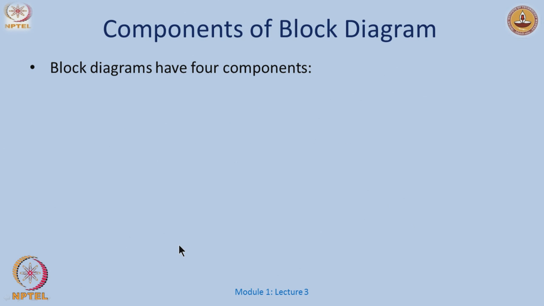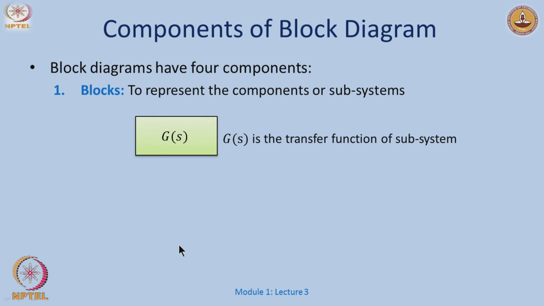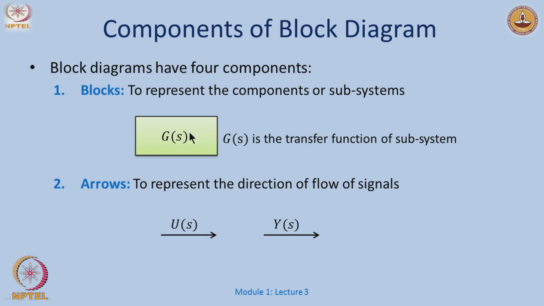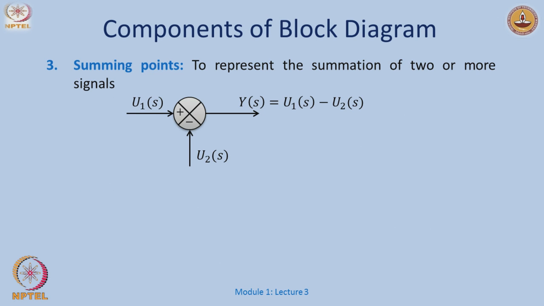Okay. So, the simple building blocks for block diagrams are of four kinds. One, I will have G(s), which is the transfer function as we have defined so far. I will have arrows to represent the direction in which the signals flow. Then I will have summing points. I have a signal U1, a signal U2, there is a plus and a minus here. Y(s) would be computed as U1(s) minus U2(s). If there is a plus here, it will simply be U1(s) plus U2(s).